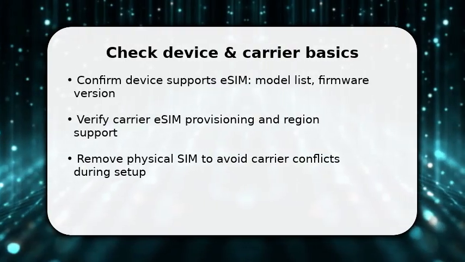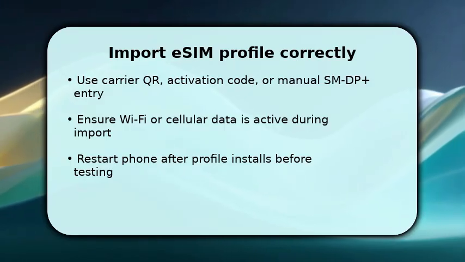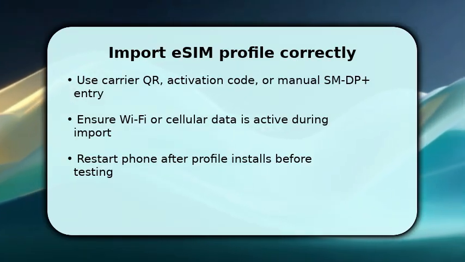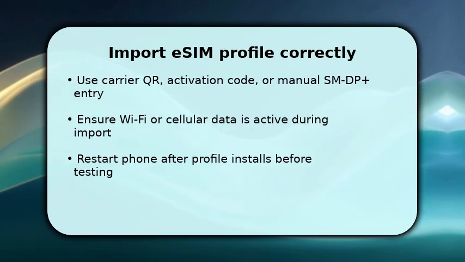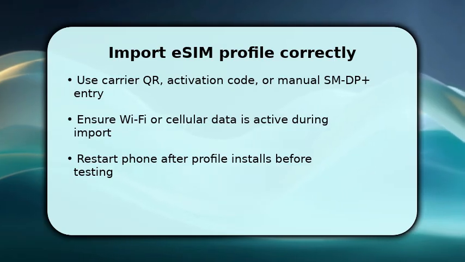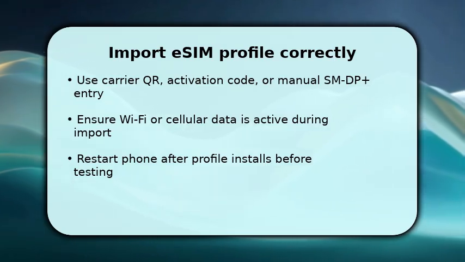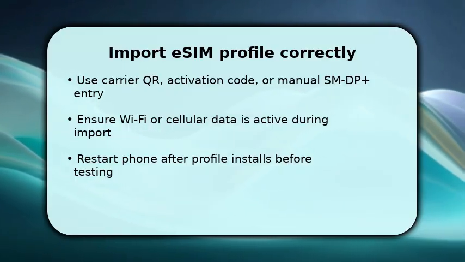Now you import the eSIM profile using the carrier's QR code, activation code, or manual SMDP plus address. Choose the method your carrier provides because mismatched methods fail. Make sure you have stable Wi-Fi or mobile data since the phone downloads the profile during activation. If the import stalls, retry after toggling airplane mode.